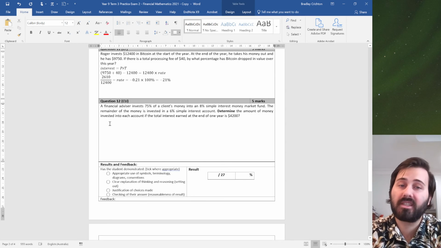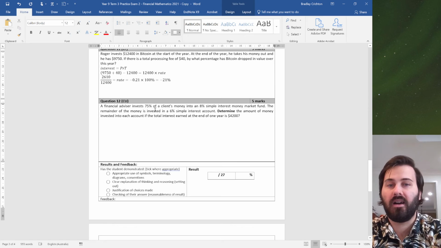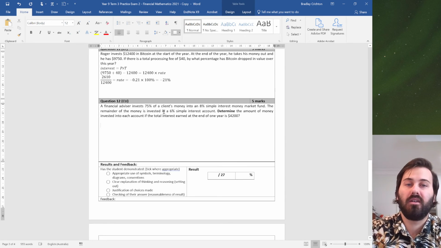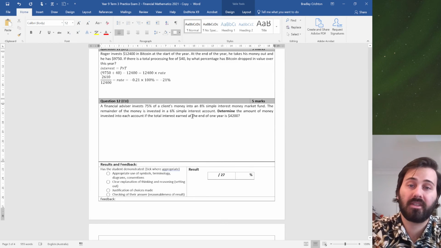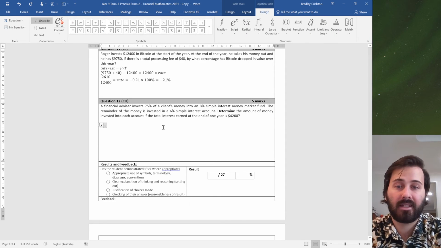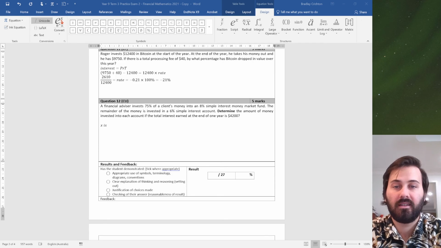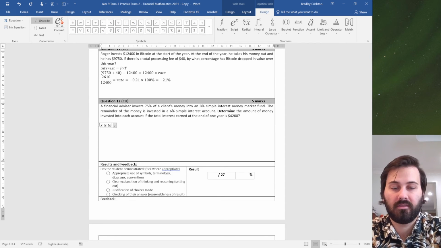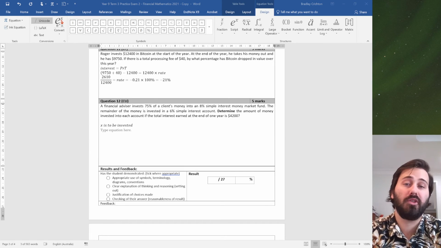I'm not sure what the principal amount was, but I do know that 75% of the principal was invested into one area, and the other remainder, which is 25%, was invested into an interest account. So we can say that x is our unknown variable, and we'll say x is the money to be invested. Let x be the money invested. So we have to use pronumerals here.